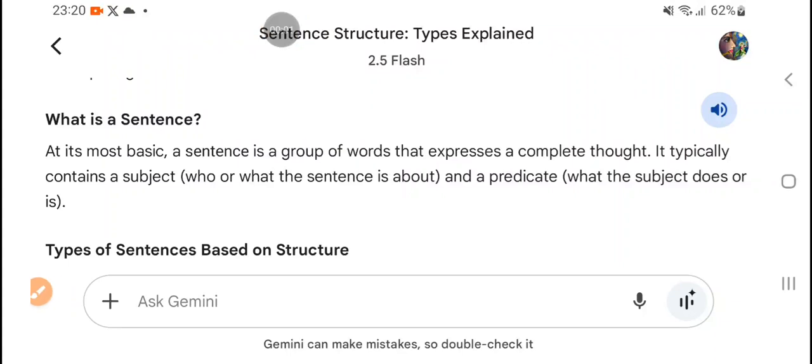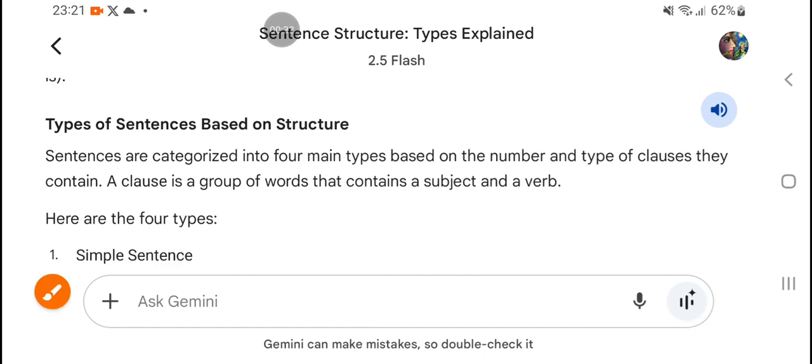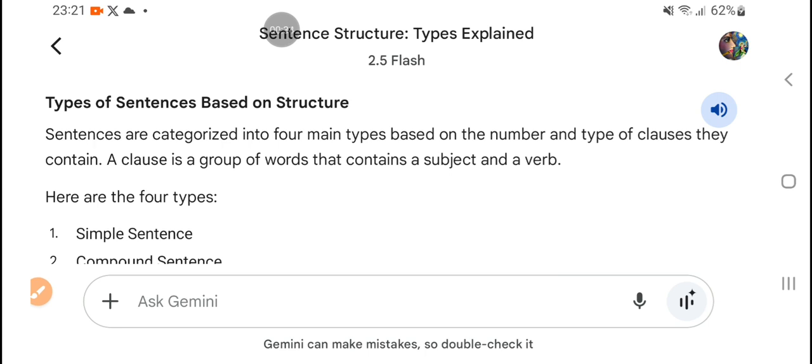Students, in the last video we had seen the types of sentences based on purpose. Now here are the types of sentences based on structure. So that's the basic unit of a sentence, right? It is the most basic sentence, the group of words that expresses a complete thought, we had already seen, right? Here, types of sentences based on structure.